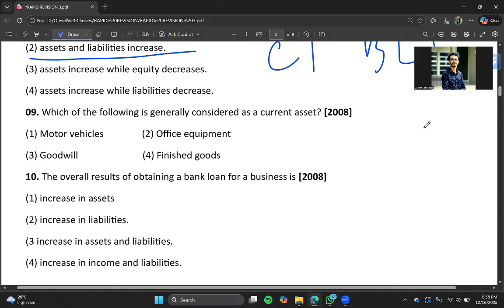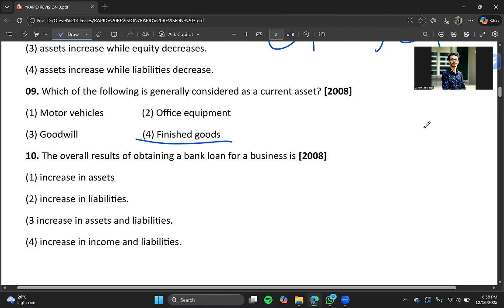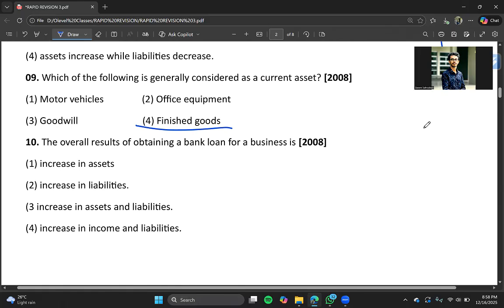Which of the following is generally considered as a payment reserve? Finished goods. Finished goods means the goods that you are having to sell.